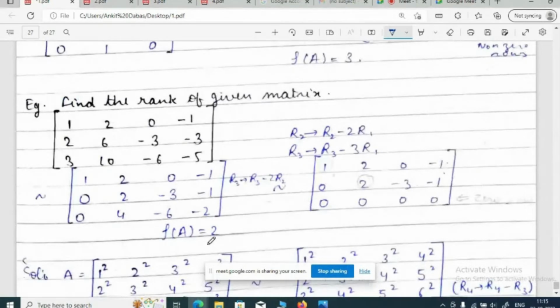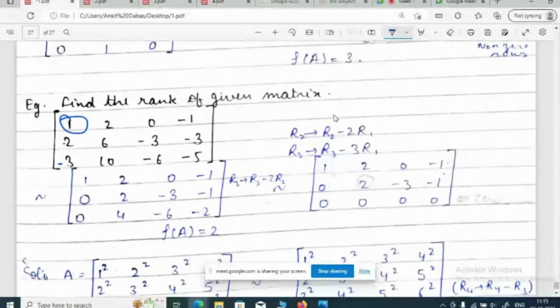Next, we have a rectangular matrix in which we are asked to find the rank of the matrix. Again, this is non-zero. Multiply the first row by 2 and subtract it from this. Multiply the first row by 3 and subtract it from the third row. These are the two row operations that we applied. This will result in this matrix.